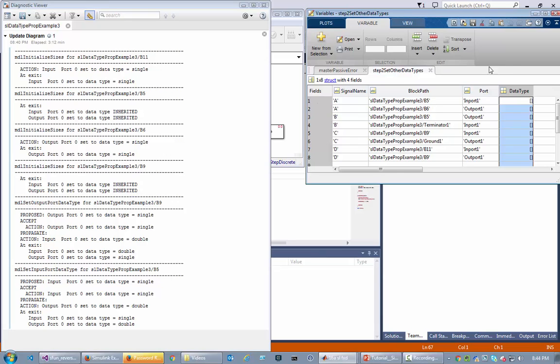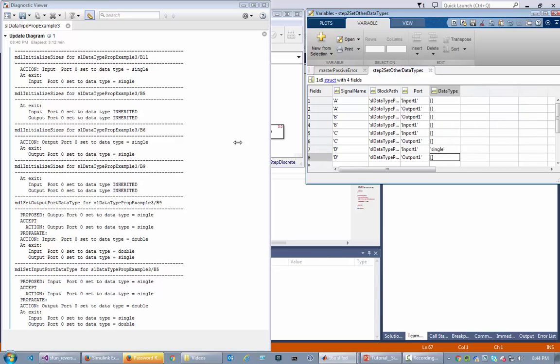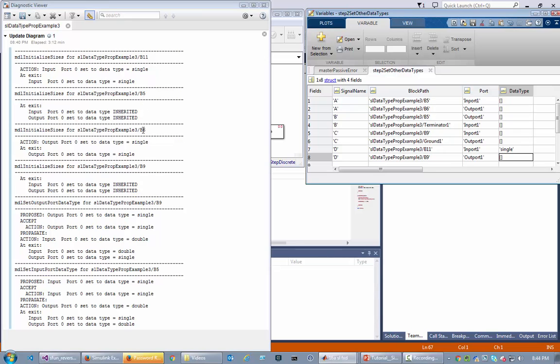So first B11 came and said, I must be a single. Then we had B5 was inherited, B6 said it must be a single as well. Okay, so we have that information. B9 said both input and output to inherited. And that completed, as did B5, that completed the initialization phase.